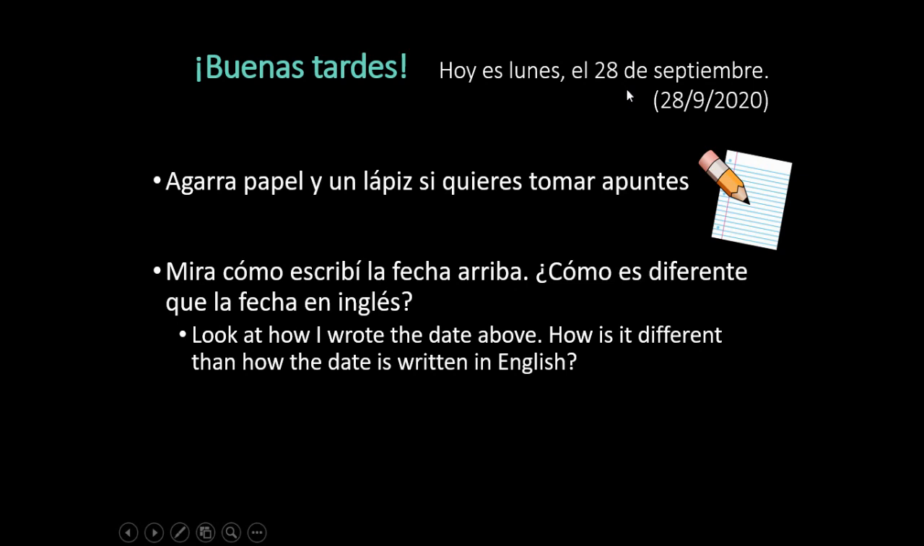Mira cómo escribí la fecha arriba. ¿Cómo es diferente que la fecha en inglés? How is this different than how we write the date in English? Or here in the United States, look at the numerical format. How is that different? Okay, we'll get to that in a second.